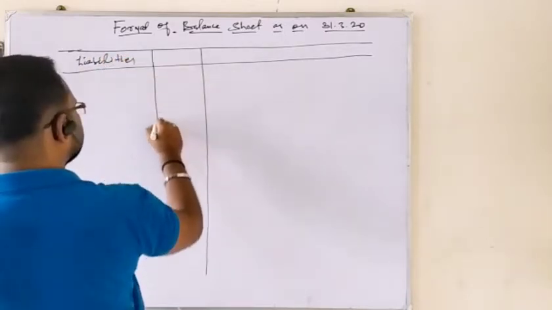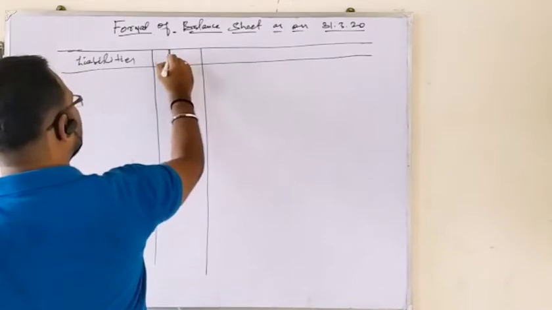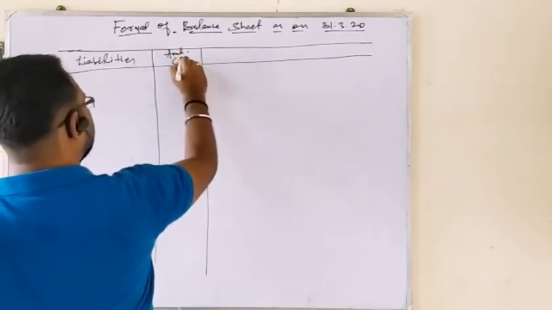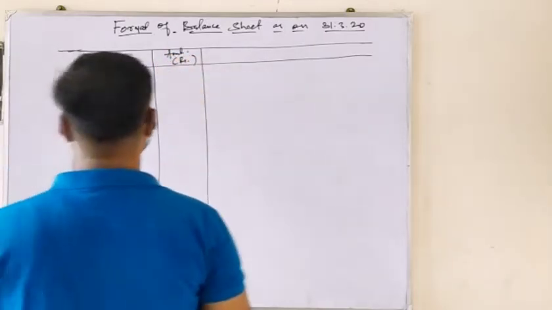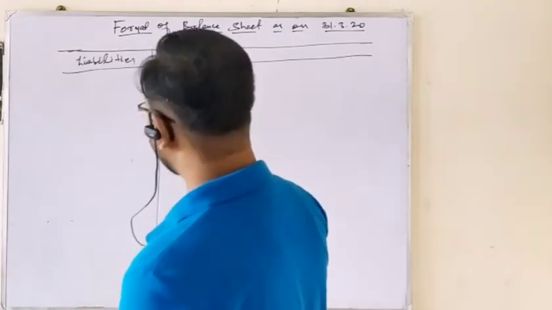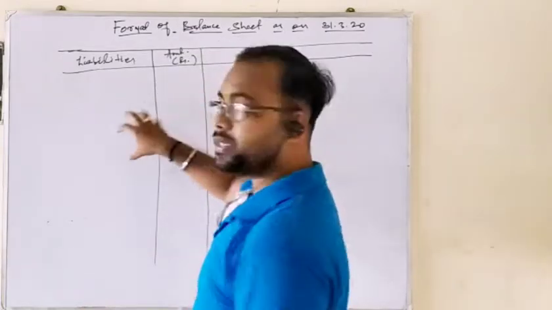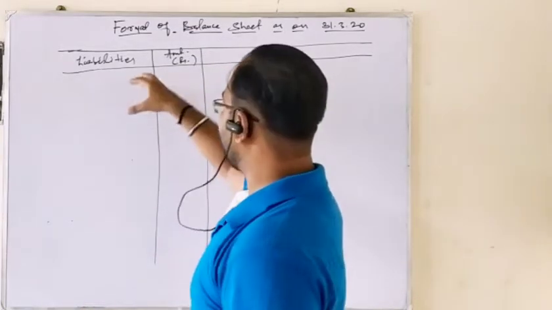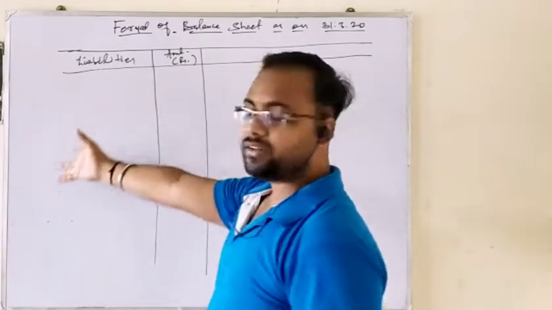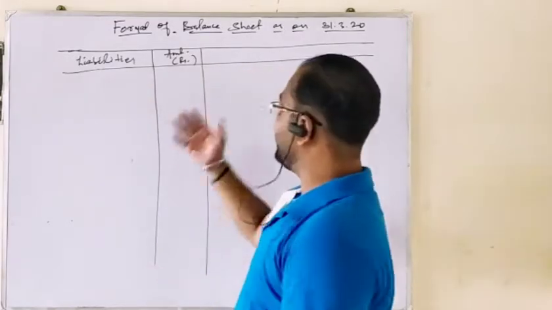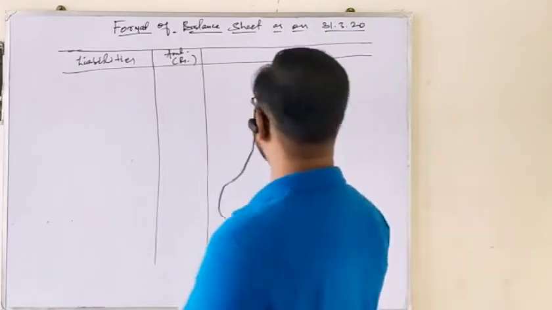And another column is there, that is the amount column. Likewise, in your trading and profit and loss account, the difference is that here these columns are supposed to be the particulars column. And in the balance sheet, this column is supposed to be the liability side on the left hand side and the asset side on the right hand side.